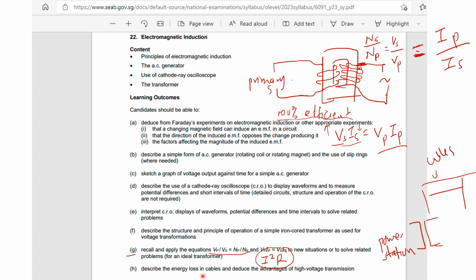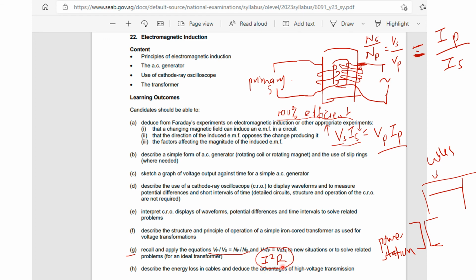So that is why when we are transmitting electricity, we always like to transmit it at high voltage. But once it reaches the substations, it will be stepped down to maybe 240 volts before going to our home, because it would be dangerous to have such a high voltage. So therefore, it will be stepped down. There's also another reason. Remember that heat loss or power loss in cables is equal to I squared R.